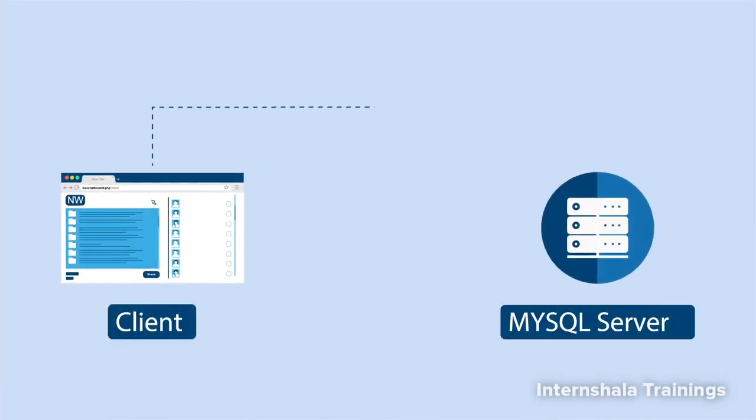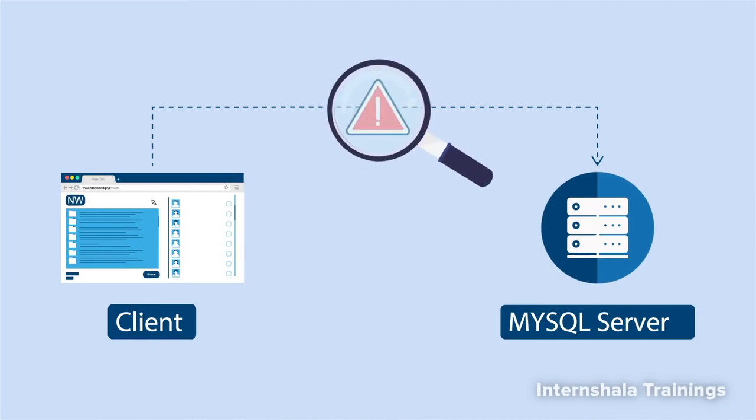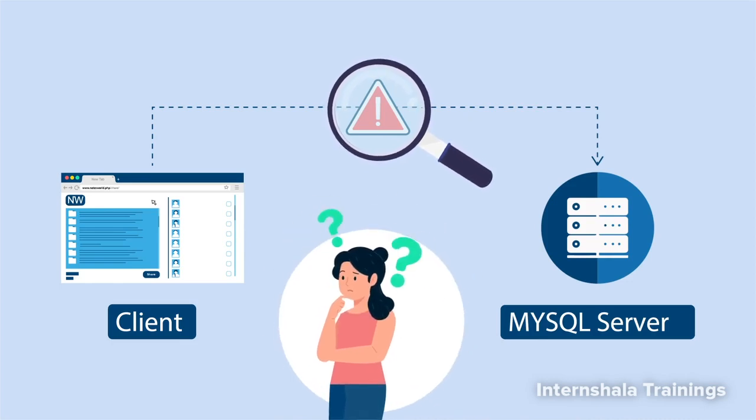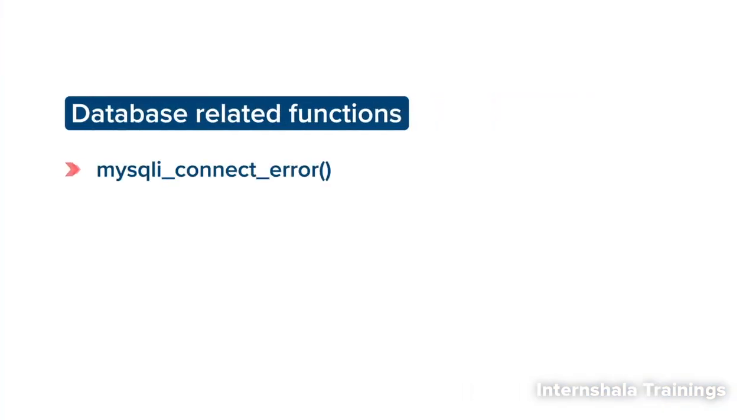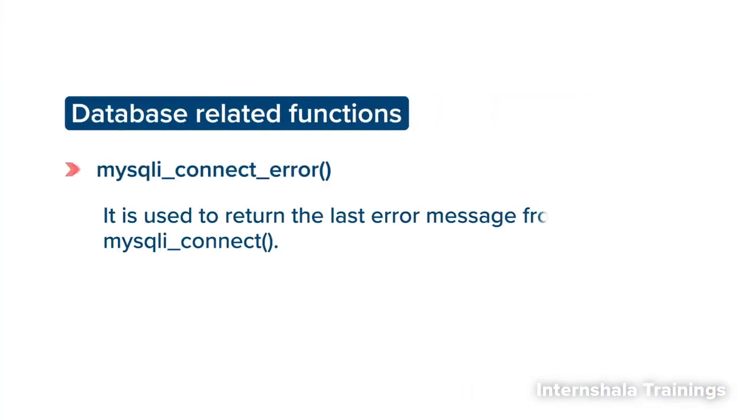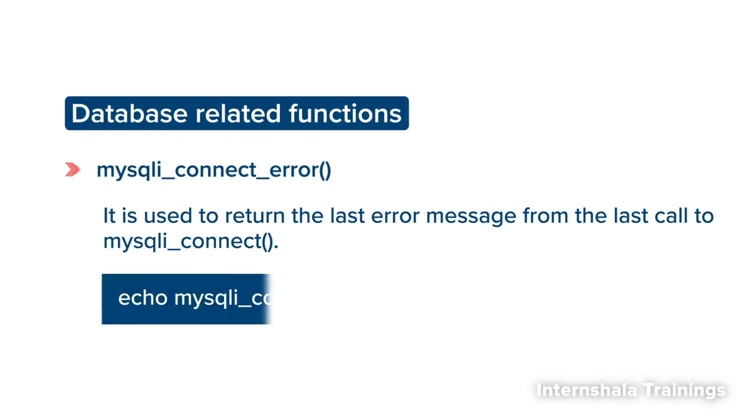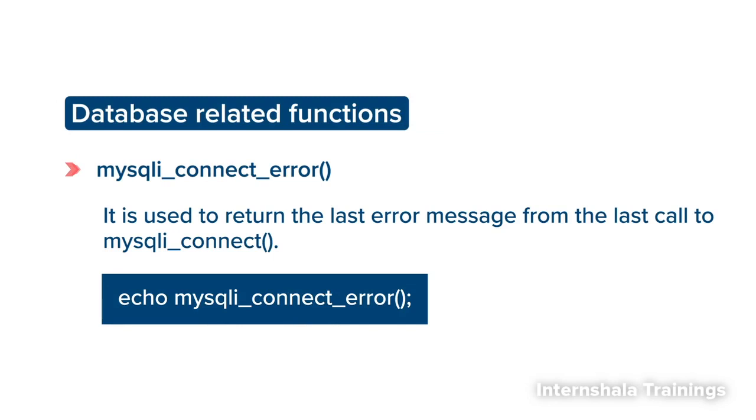Suppose we could not establish the connection with the MySQL server. To establish the connection, we first need to identify the issue. So, is there any function in PHP that can help us to identify the reason? The answer to our question is yes. We have a mysqli_connect_error function that returns the last error message from the last call to mysqli_connect. This function returns the value as an error message that describes the error. Also, note that we don't use any parameter to use this function.